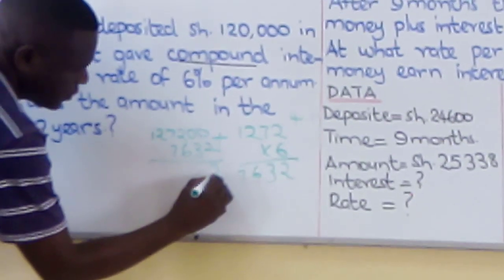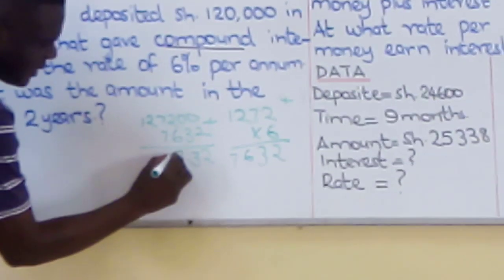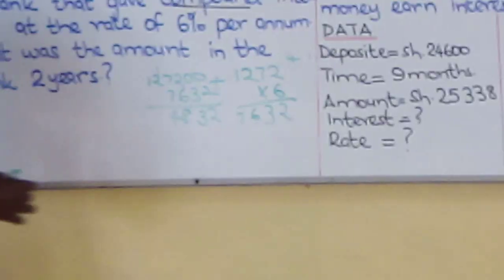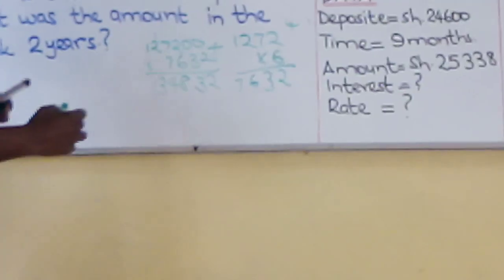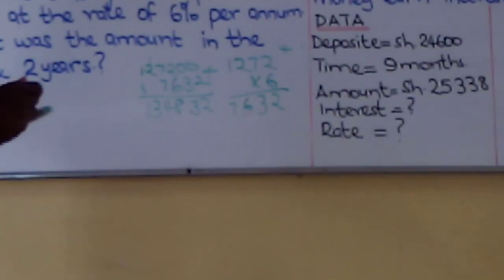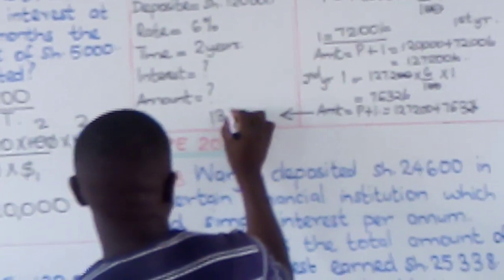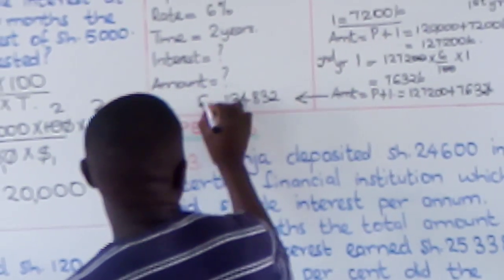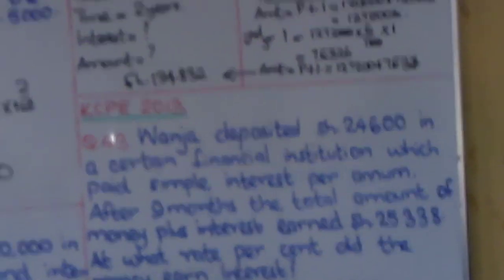0 plus 2 is 2. 0 plus 3 is 3. 2 plus 6 is 8. 7 plus 7 is 14. Carry 1. 1 plus 2 is 3. And then we drop that 1 here because it doesn't have a partner. Boys and girls, the amount here would be 134,832 shillings. That would be the amount, and that is what the question was asking.